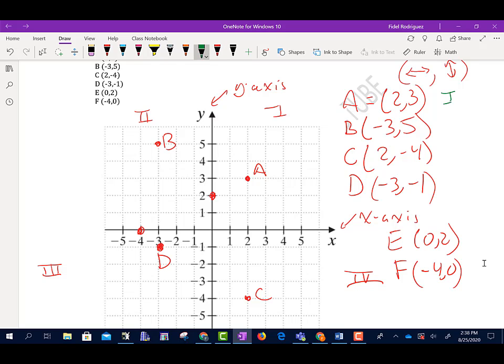And then, so we'll say, look at A. A is going to be in quadrant 1. B will be in quadrant 2. C is in quadrant 4. D is in quadrant 3. The point E is on the y-axis, and the point F is on the x-axis, right? Okay.